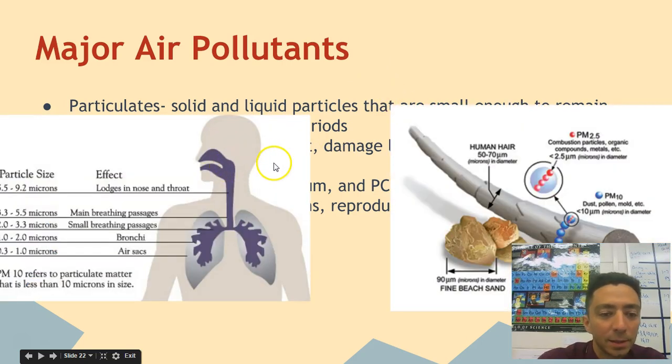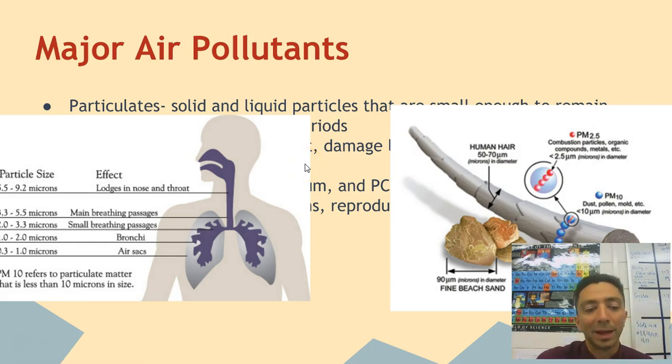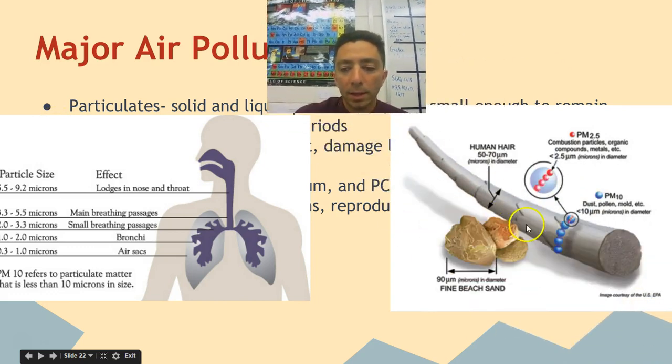The particulate size depends on how far it can get in. So our body has defenses to prevent these from getting into us and building up in there, but it's only good for certain size particles. And so when we're talking particulates, we're usually talking less than 10 microns in diameter. And to give you an idea what that is, the human hair here is about 50 to 70 microns in diameter. And so 10 microns would be about a fifth of that in diameter. And so something that's 10 microns would be like dust, pollen, mold, etc.